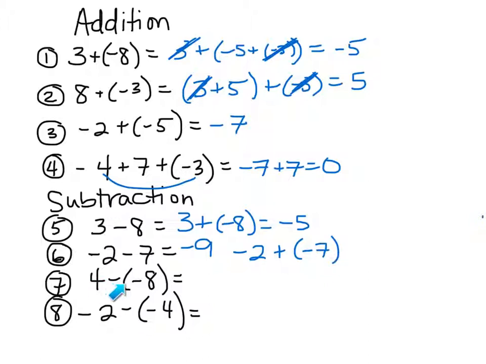Next one, 4 minus -8. Well, that's like we take off 8 weights on the balloon up in the air, and it's going to go up quite a bit. Take off the weights, your balloon goes up.